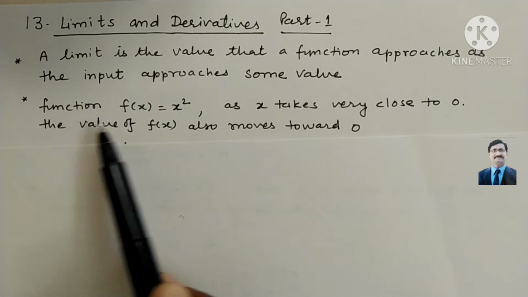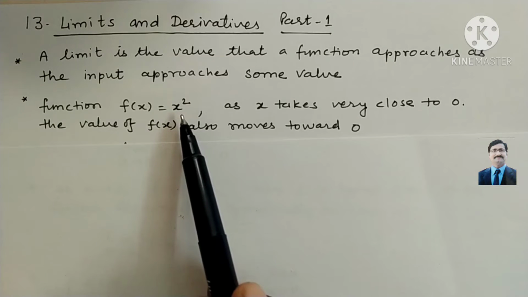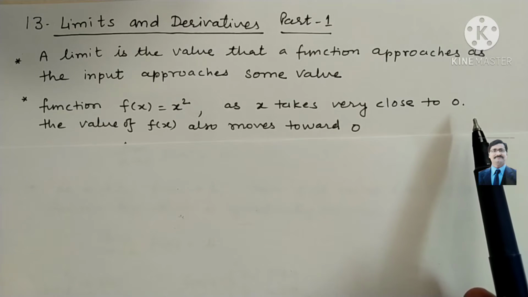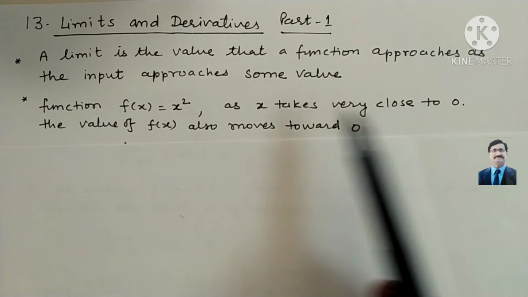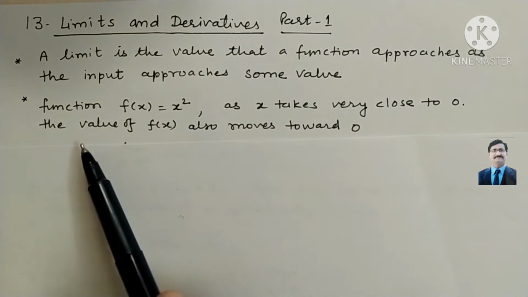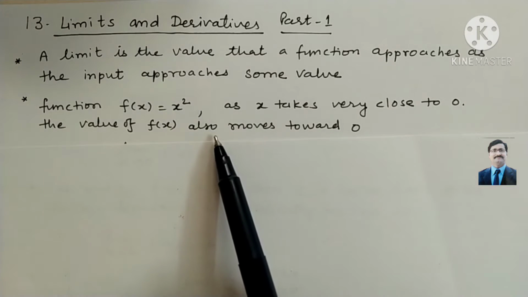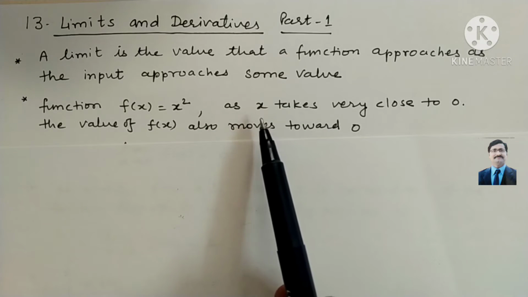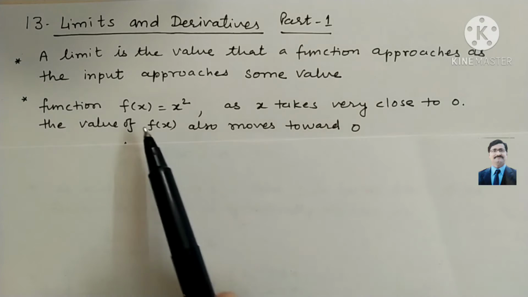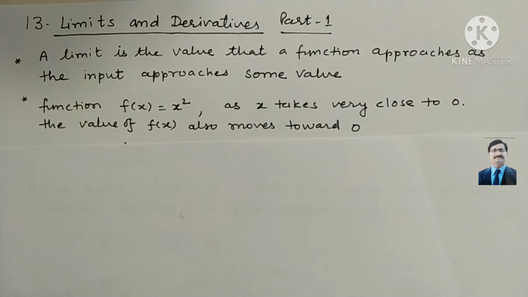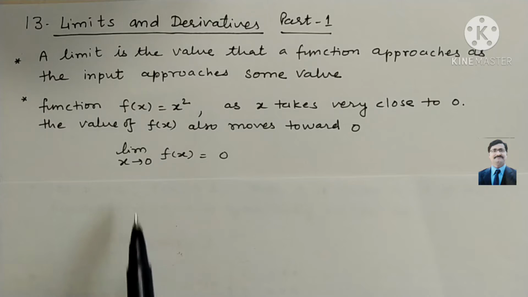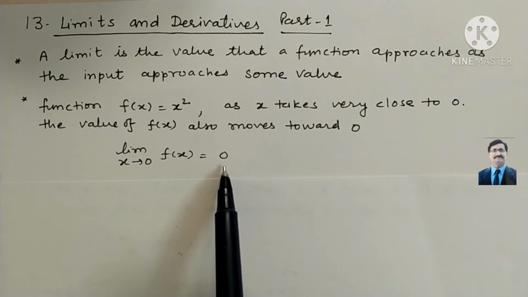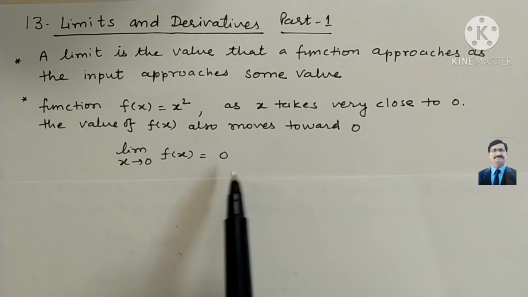Look here, a function is given, f(x) equal to x square. As x takes values very close to 0, meaning x tends to 0, meaning in place of x we put 0, then the value of f(x) also moves toward 0. So as we put the value of x close to 0, f(x) will also be close to 0. We represent this in this way: limit x tends to 0 of f(x) is equal to 0, meaning the value of this limit is 0.